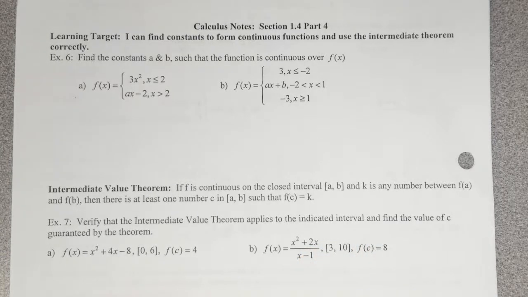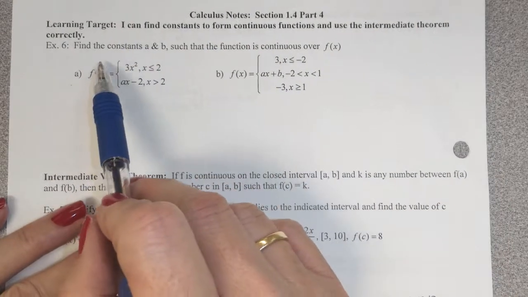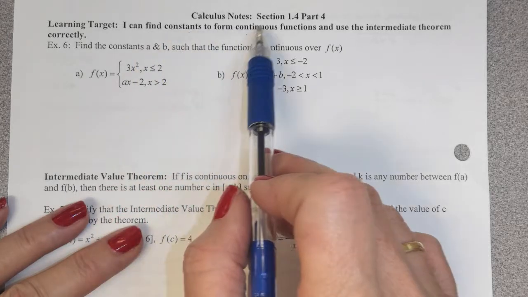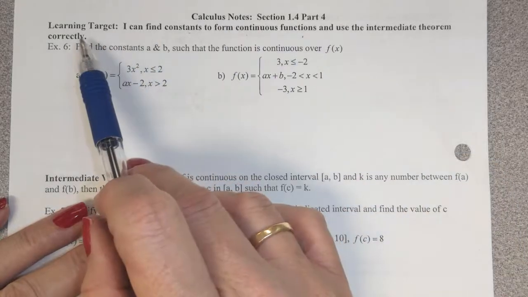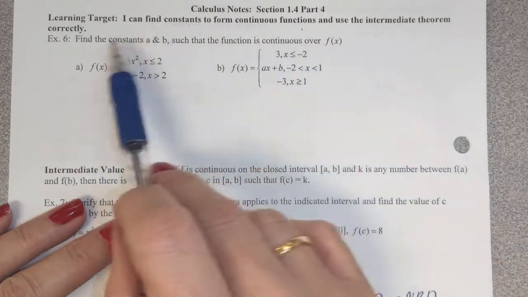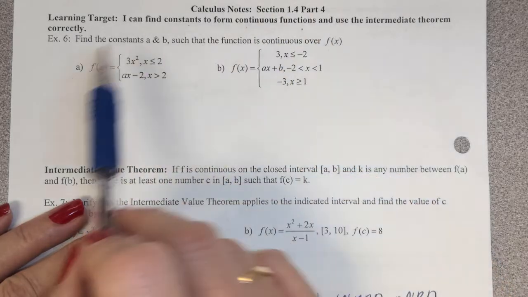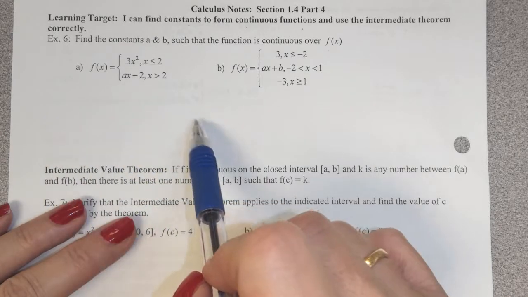Okay, guys, so we are looking at section 1.4, part 4. Here's our learning target. We're trying to find constants to form continuous functions. And the other thing we're going to look at is the intermediate value theorem and how to use it. So here's an example of how to create a function that would be continuous. To be continuous, I have to be able to trace it without lifting my pen.